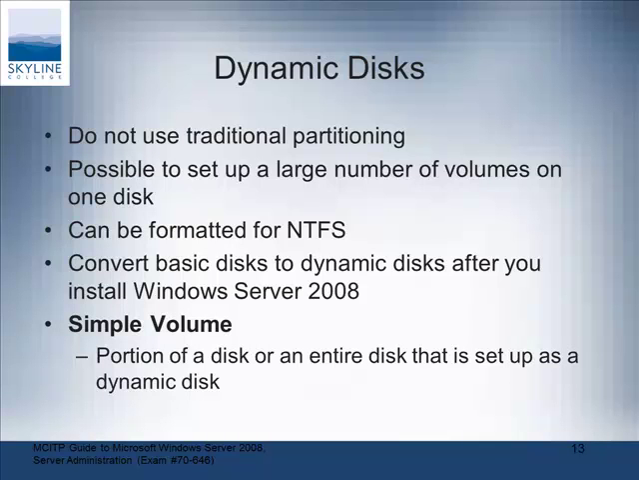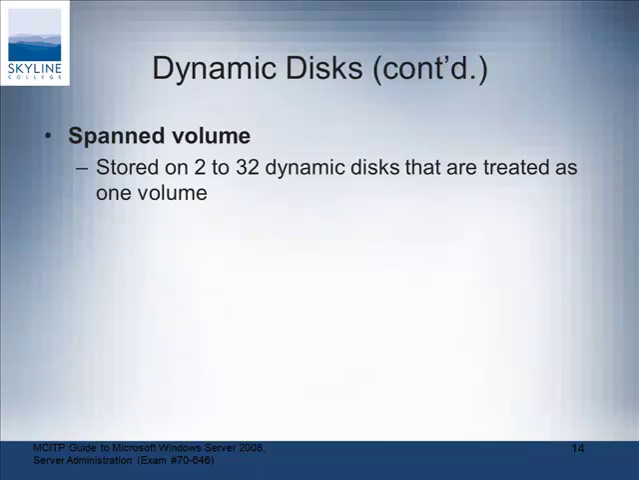Simple volumes, a portion of a disk or the entire disk that is set up as a dynamic disk. Span volume, 2 to 32 dynamic disks, a span volume. If we wanted to build one of those petabyte volumes, we could take 1,000 terabyte hard drives. Actually, we couldn't because we can only go up to 32. But we could take 32 terabyte drives or however big the drives are and get 32 terabytes worth of storage. What you do is connect those things end-to-end, figuratively. Yeah, and if you lose 32 terabytes, you really lost a lot. But you connect those things end-to-end, and they appear as a single 32 terabyte volume.